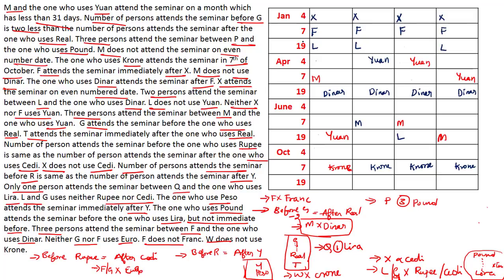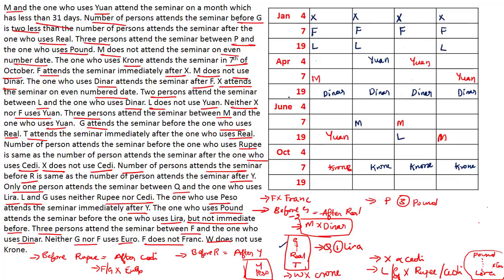So we already know one more piece of information: G will be attending his seminar before Real. We already know that G would be attending his seminar before Real. So G can be anywhere here. G has to be before Real, but then before G there should be 2 fewer people than after Real.